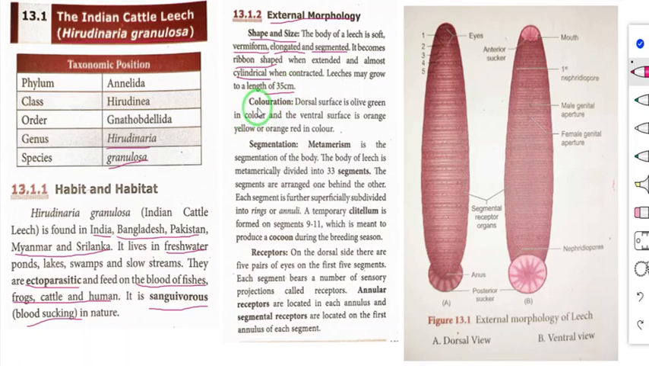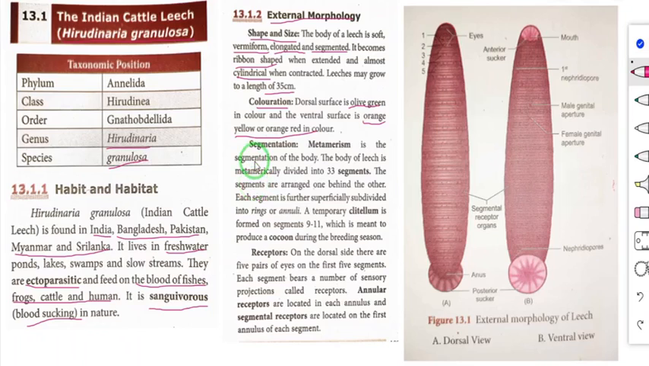The next one, coloration. The dorsal surface is olive green in color and the ventral surface is orange yellow or orange red in color. This is the dorsal view, and this dorsal surface is olive green in color. This is the ventral surface, and it is orange yellow or orange red in color.